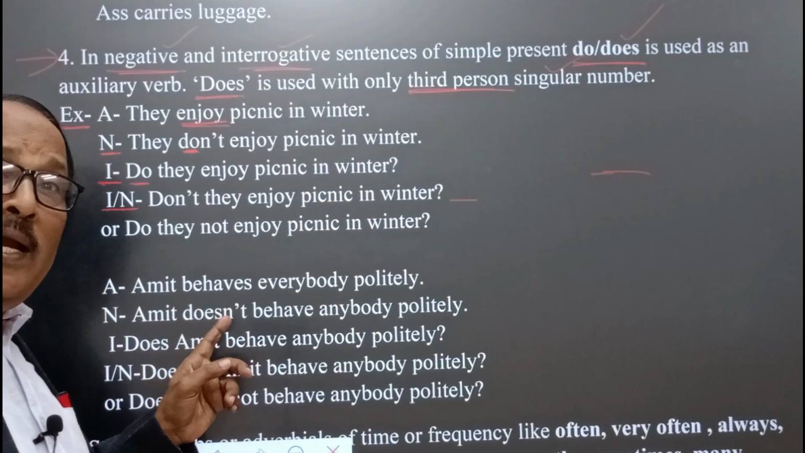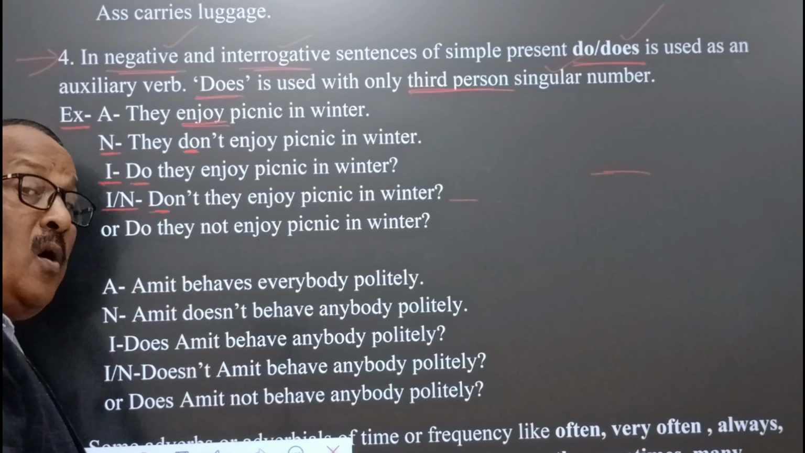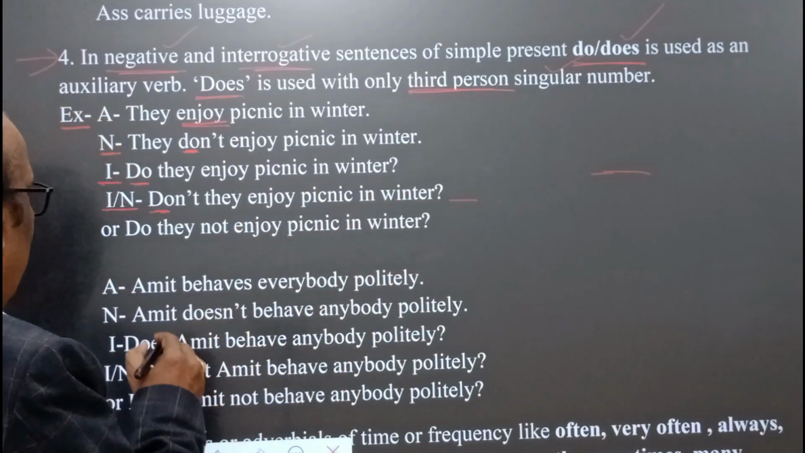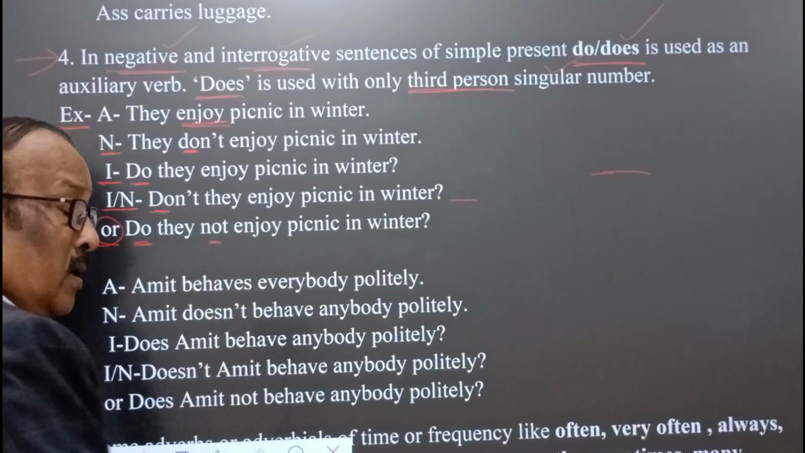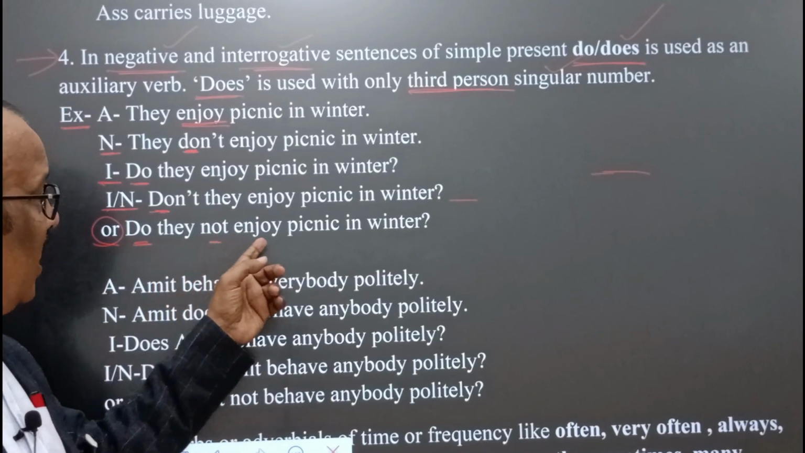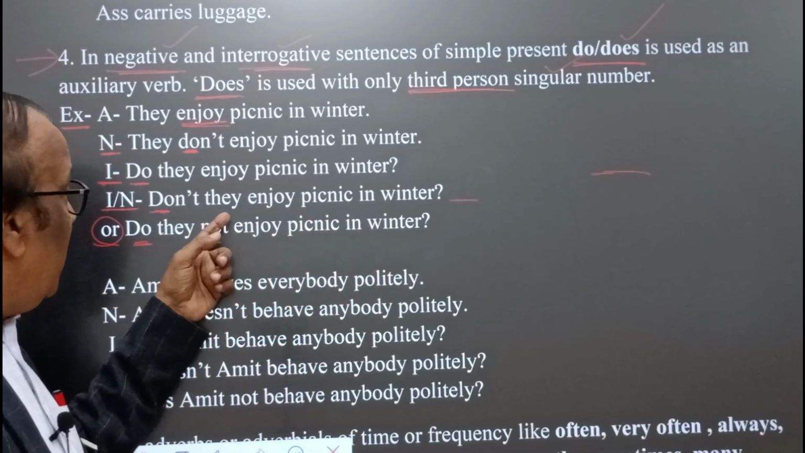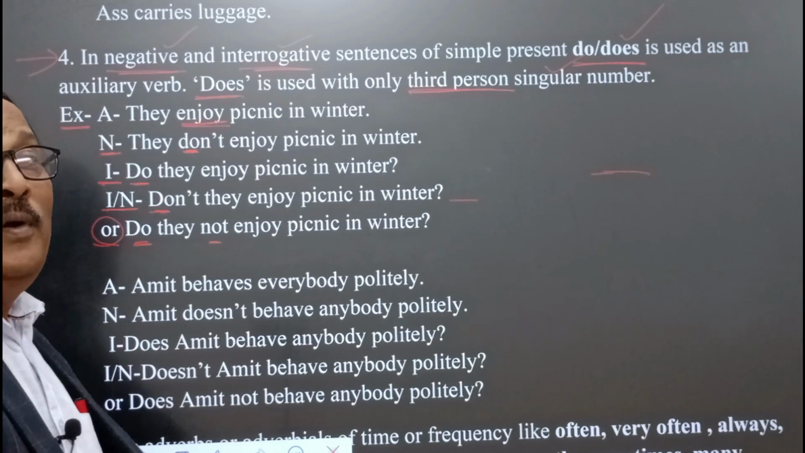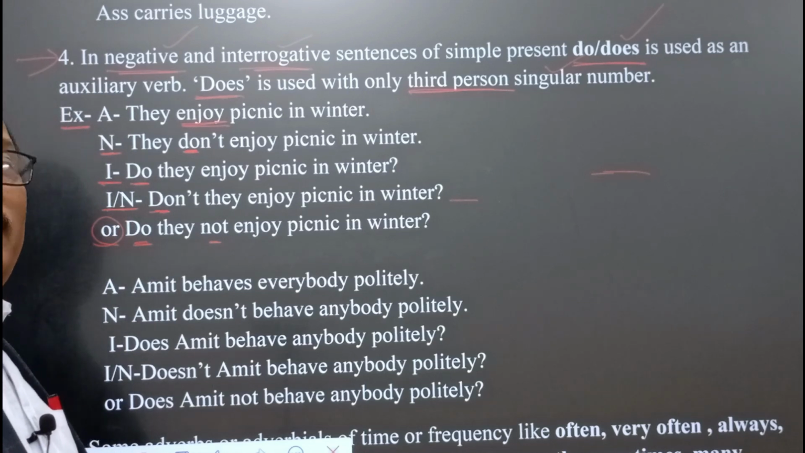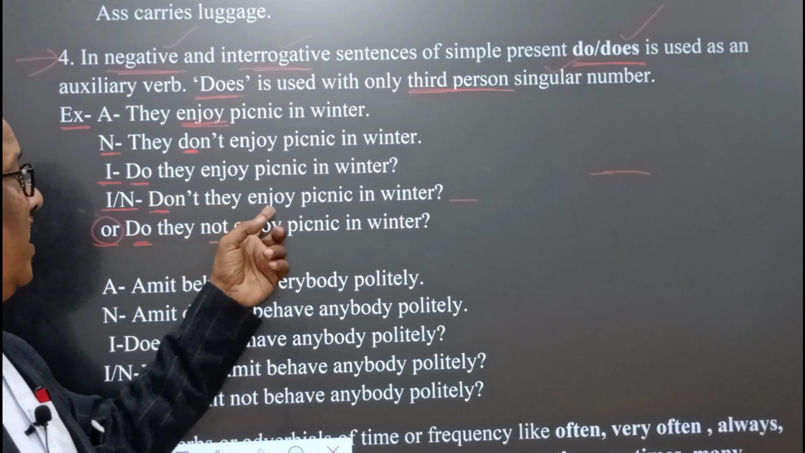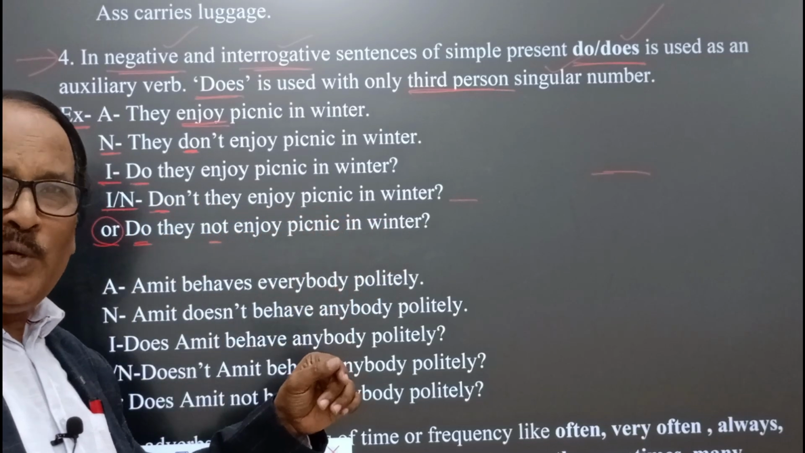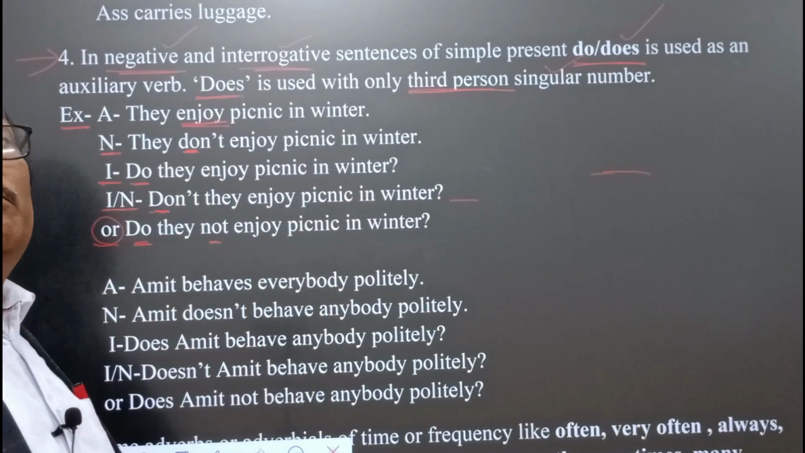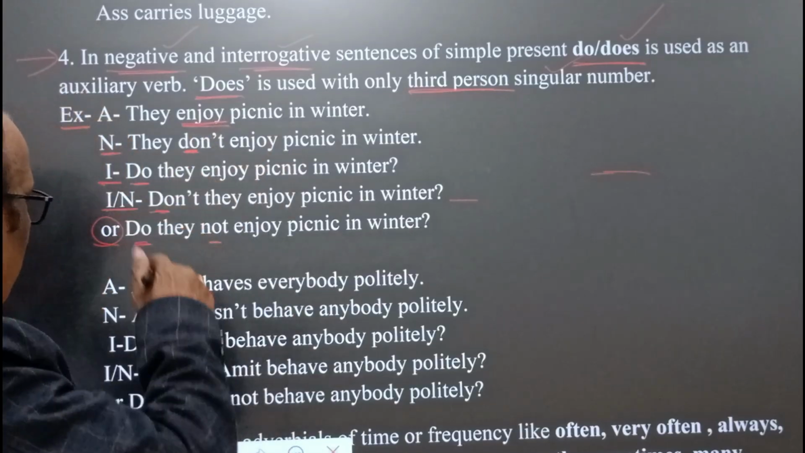In interrogative cum negative sentence, don't they, not has been used in contracted form. Don't they enjoy picnic in winter? Or do they not, here in full form. Do they not enjoy picnic in winter? Generally in written English we can use both the ways of interrogative cum negative, but generally in spoken English, don't they enjoy picnic in winter? This structure is more used, okay, in order to express our feelings smartly. Understood? Yes. Now come to the next idea.